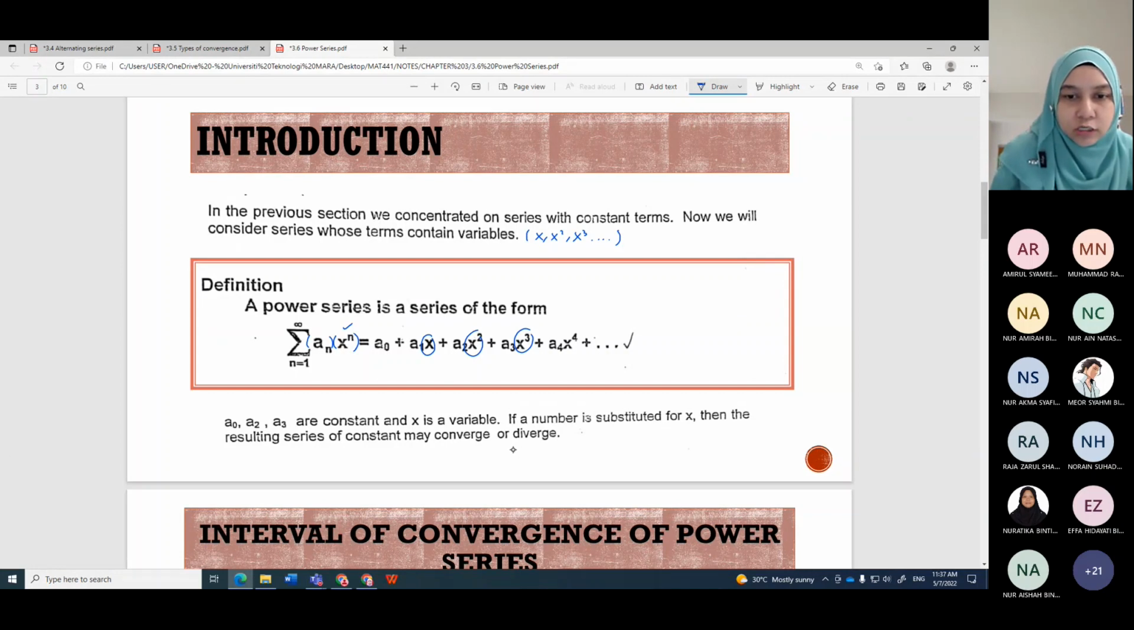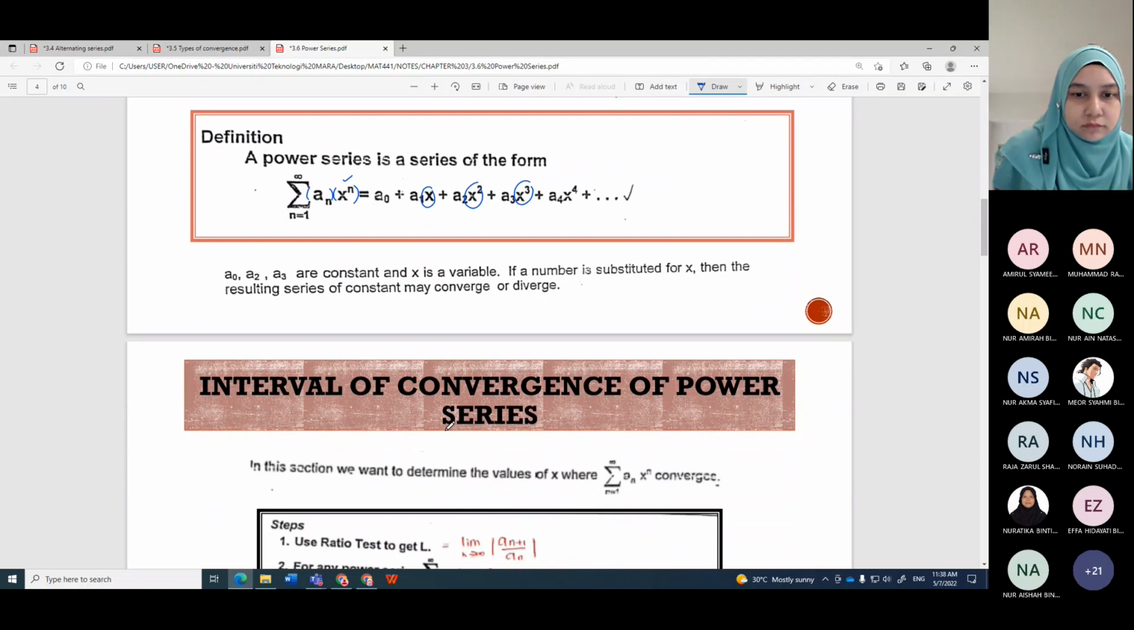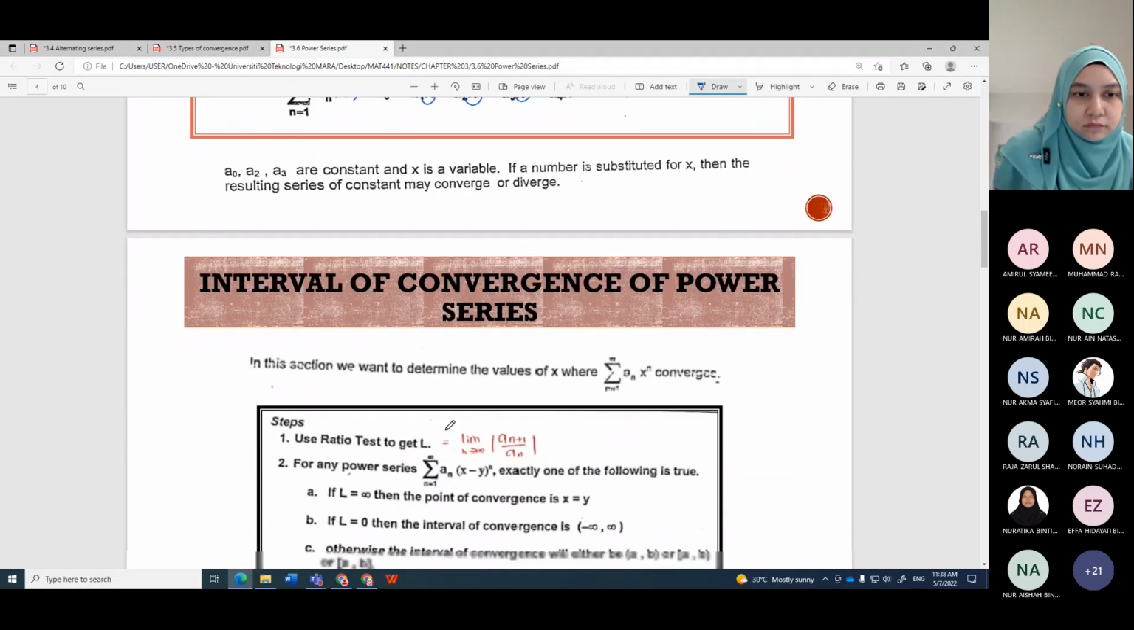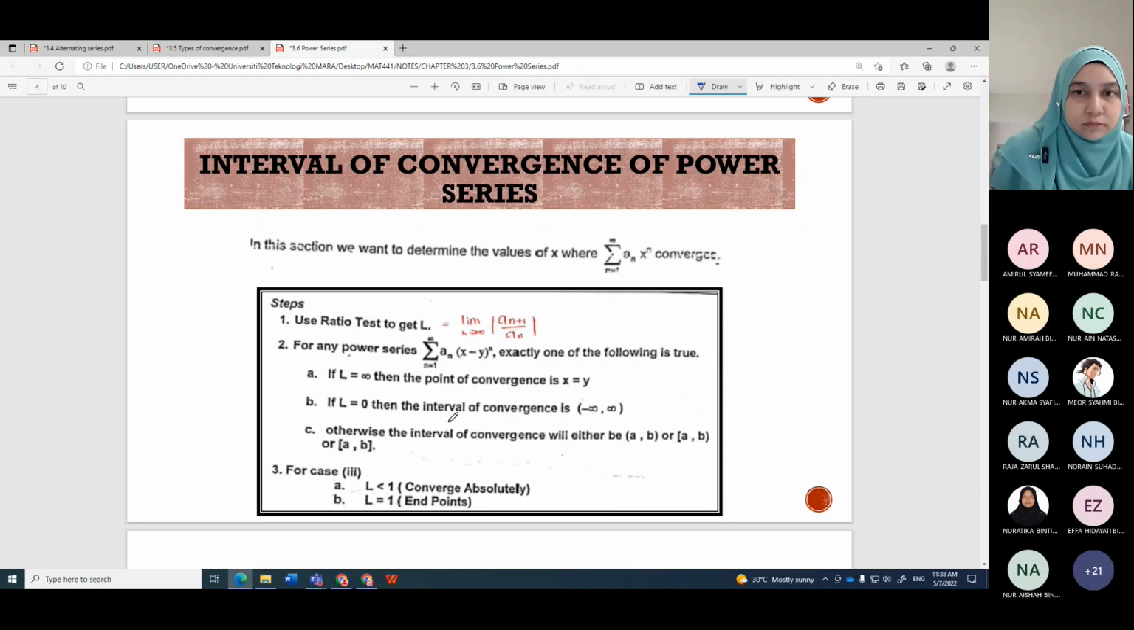If a number is substituted for x, then the resulting series of constants may converge or diverge. So kita nak tengok this power series converge or diverge. The interval of convergence for this power series. So this is the interval of convergence of a power series. In this section, we want to determine the values of x where the series of a sub n times x power of n converges.